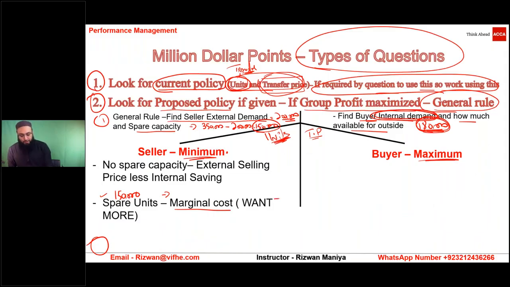So 7 is the minimum for the spare units, because it's spare. So there is no harm in selling at marginal cost. But remember, being a profit center, the seller would never want to sell at minimum, would want more than that. But if someone says, tell me the minimum one, if minimum is for spare capacity, then it's minimum marginal cost. 7.